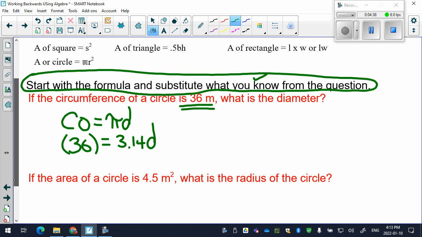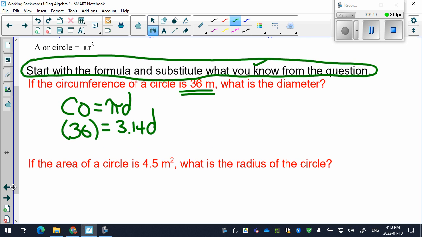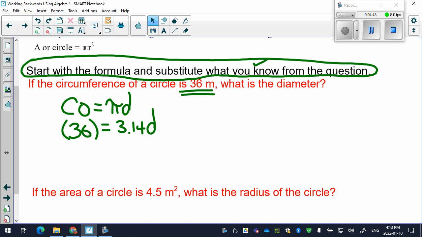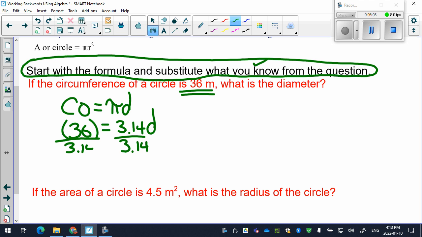Well, in this case, I have to isolate for the diameter. I've got to get this by itself, and the number 3.14 is being multiplied to it. That's what happens when a number is right close to a variable. That means multiplication. When we isolate for a variable, we do the opposite operation. So if that's being multiplied, we have to divide it to get rid of it, and we have to divide it from both sides. We've done enough of this now that you should remember that, hopefully.